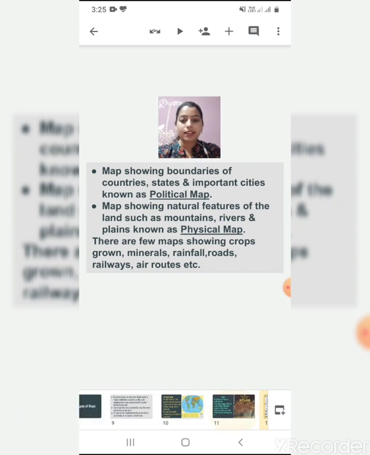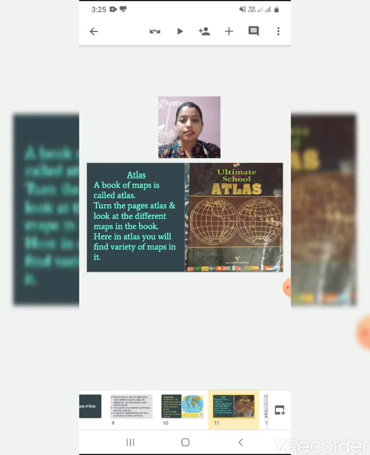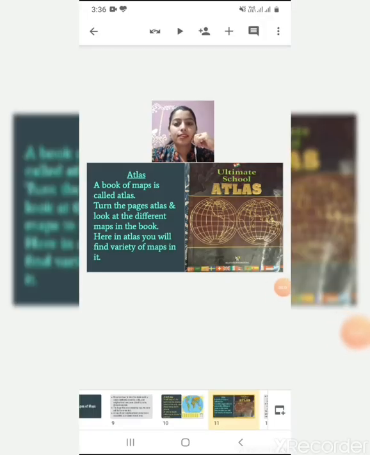Have you seen an Atlas? The book of maps is called an Atlas. In an Atlas book, you can see a lot of maps: maps related to states, countries, continents, and other countries' maps also. Atlas is a book of maps.